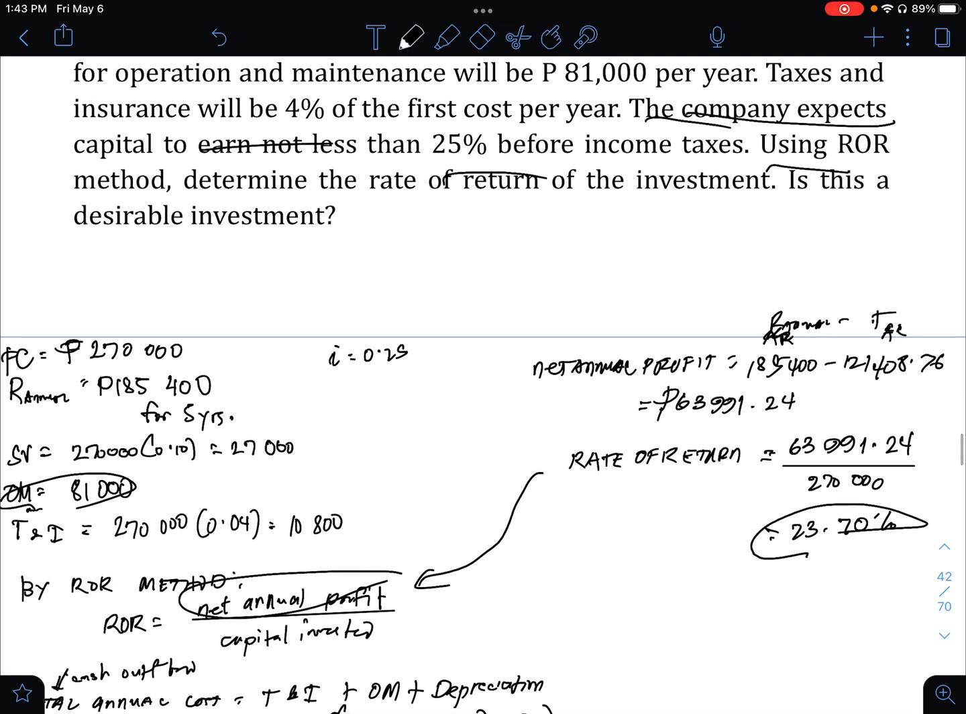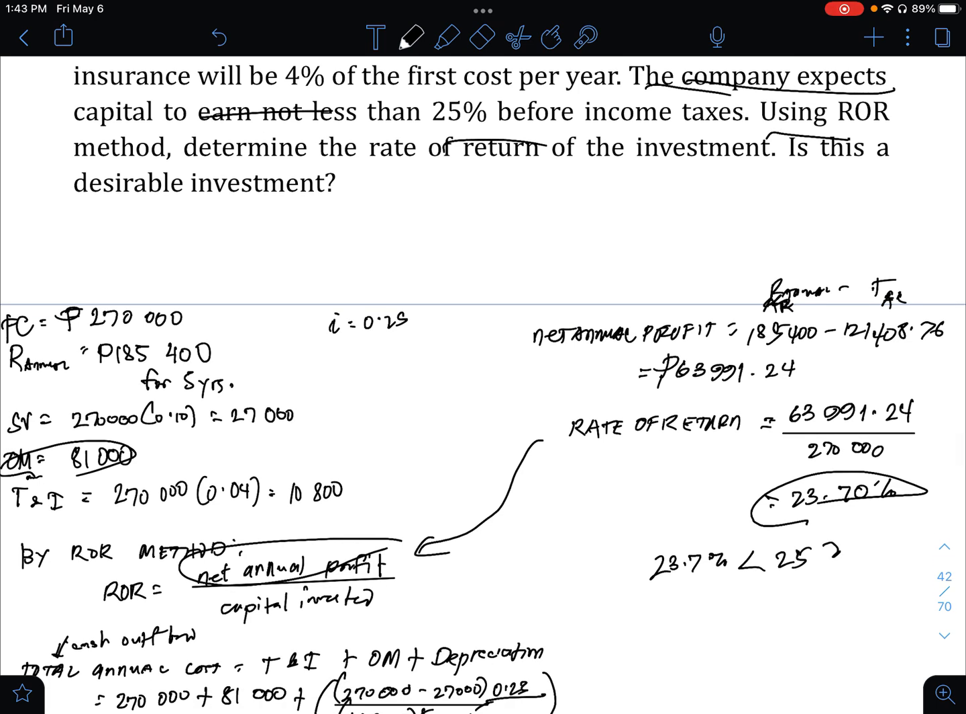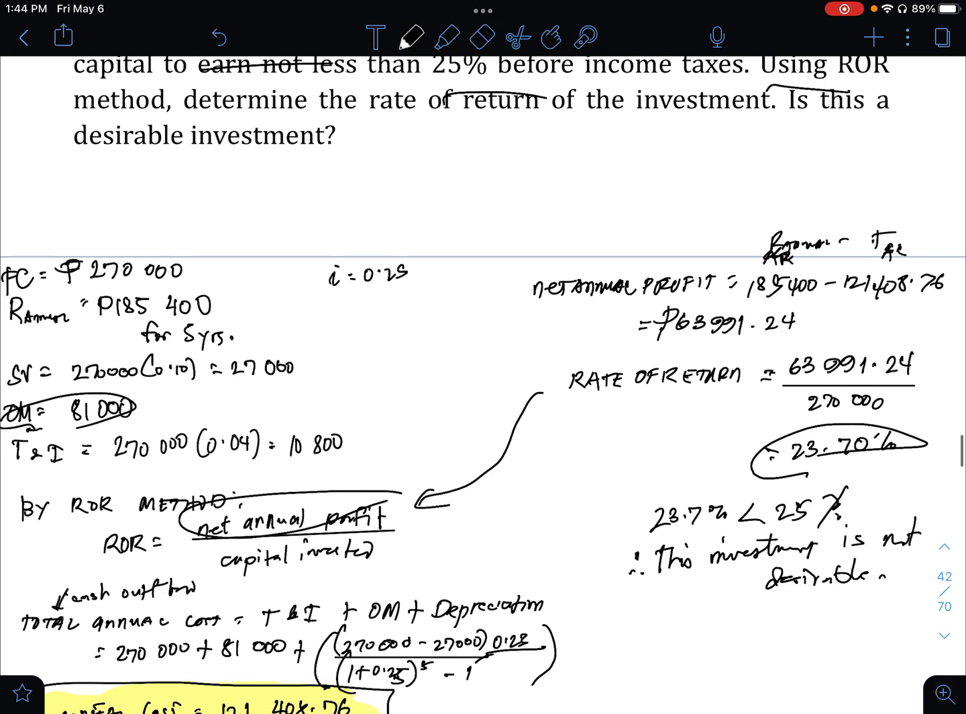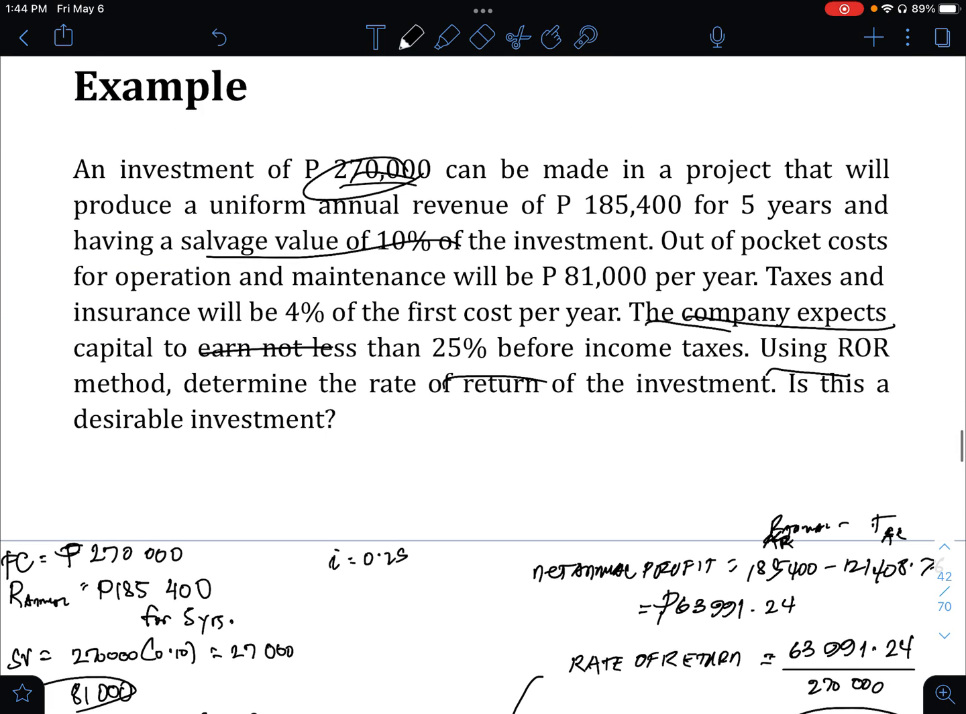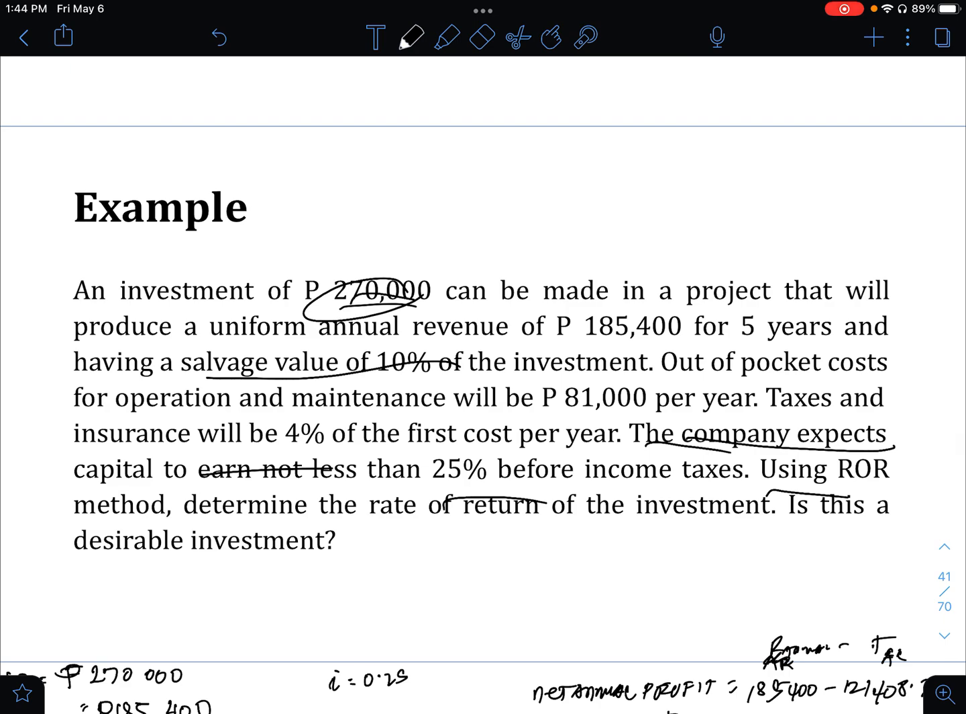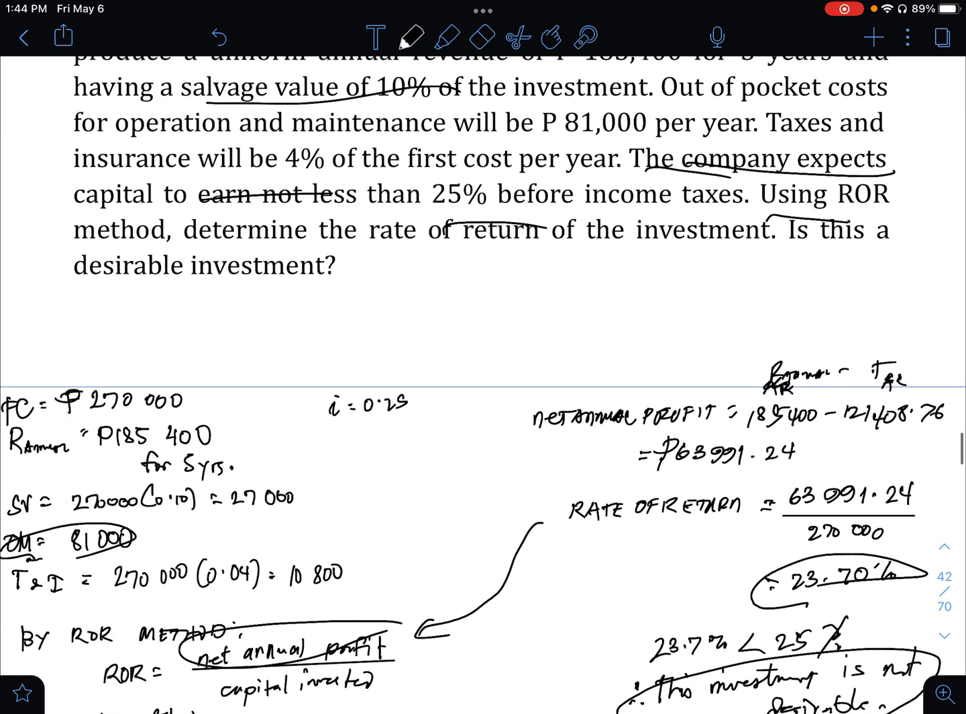So, this is only 23.7%, and 23.7% is not greater than 25%, right? So therefore, this investment is not desirable. Okay? So undesirable yung investment. So that is if we are going to use the rate of return method.